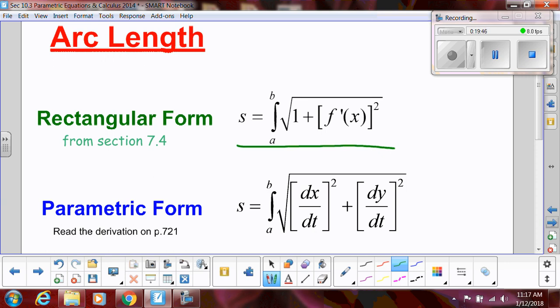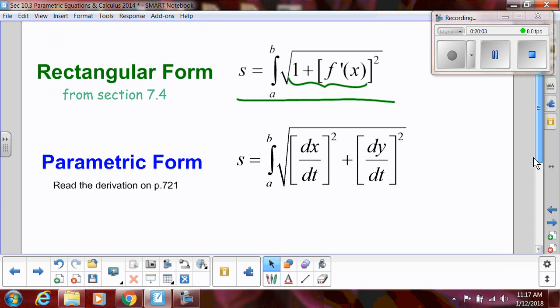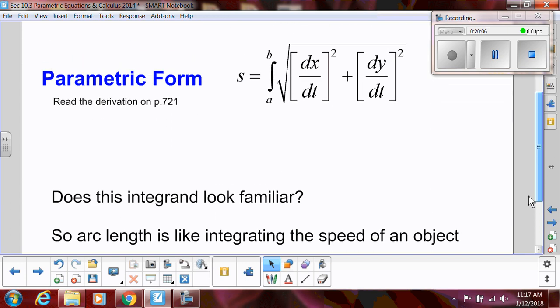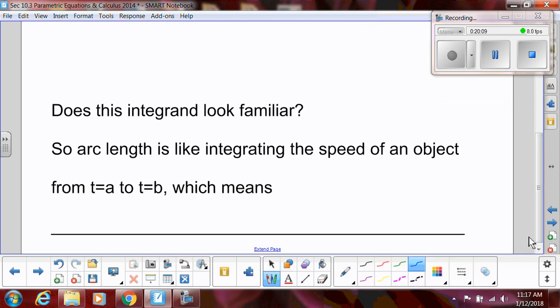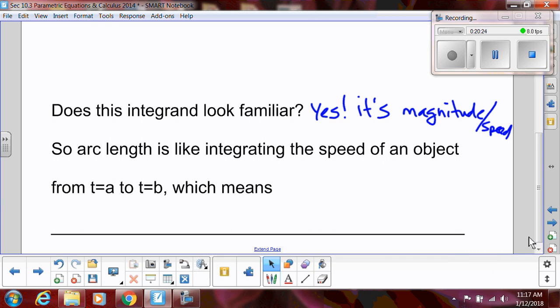So we're going to keep it separated. Remember, we did a lot of manipulation to get it to look like that, but we're going to keep it separated since we have parameters now. So this just looks like the distance formula. So the dx dt squared plus the dy dt squared. All right, so that's our formula for arc length. And does this diagram look familiar? Yes, I hope so. Yes, it's the magnitude, or speed.